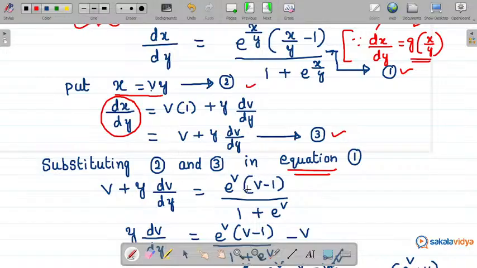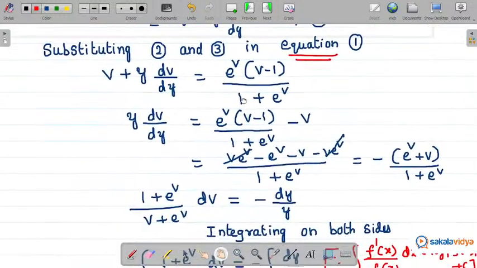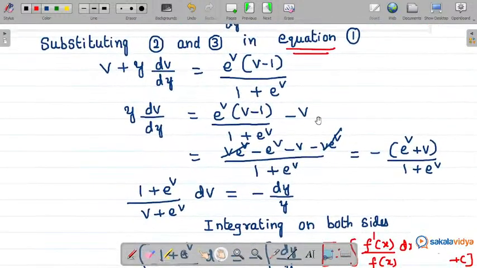next, what do we write here? In the place of x, vy, y cancels: e power v into v minus 1, divided by 1 plus e power v. The y by y gets cancelled. So now transpose this v to the right hand side. So y dv by dy is equal to e power v into v minus 1 divided by 1 plus e power v, minus v. Take the LCM, 1 plus e power v.